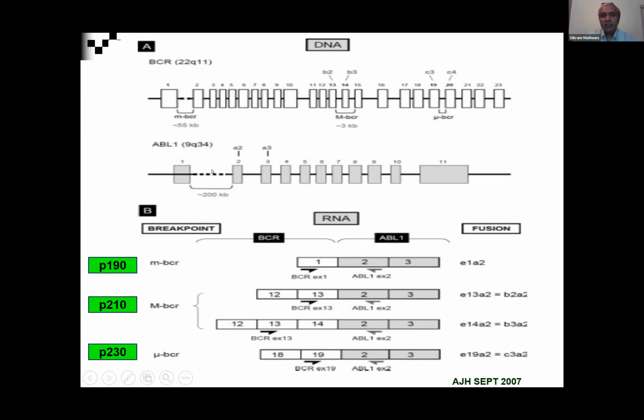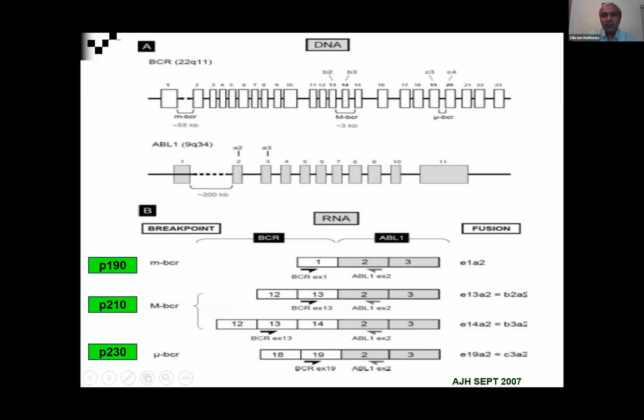So the breakpoints that one sees is usually a movement of this Abelson onto the BCR. So you can imagine if it happens over here, you have a very small component of the BCR and the entire Abelson gene. And that's what's referred to as E1A2, that is exon 1 only of the BCR, and A2, which is a consistent break.